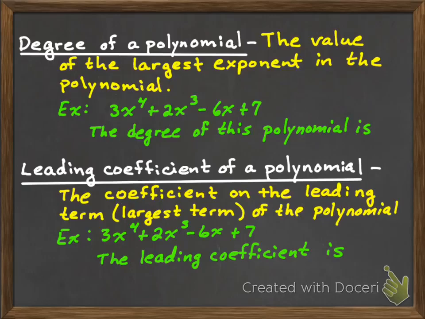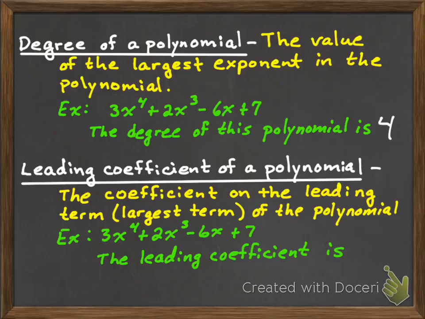A couple of definitions just to start out with polynomials. The degree of a polynomial is something we'll be using in this unit, and the degree is going to be the value of the largest exponent in the polynomial. So for example, this polynomial right here, the degree is going to be the value of the largest exponent, which is 4. Okay, so the degree of this polynomial is simply 4. That's it. That's all there is to this.